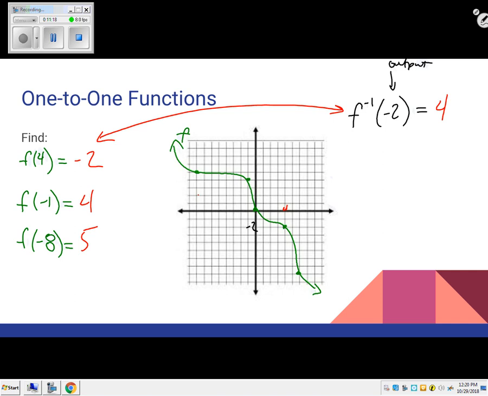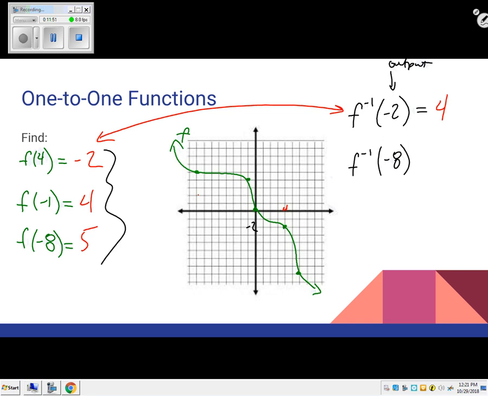Let me try to come up with one we haven't done. I had a really good one on there. I hit all the good ones. I'll just make one up. We'll just try f inverse of -8. Okay. It's kind of hard because we didn't get a -8 over here, right?